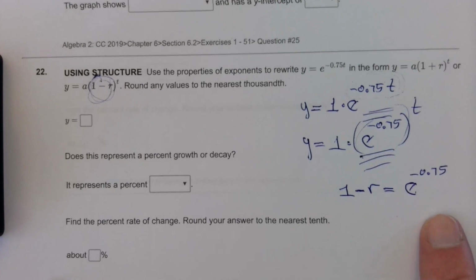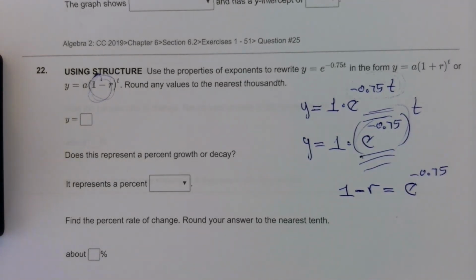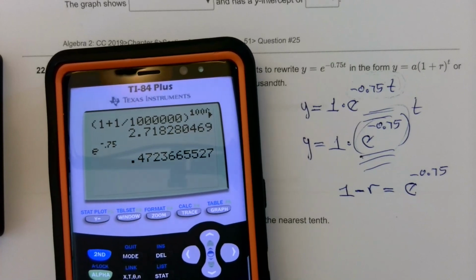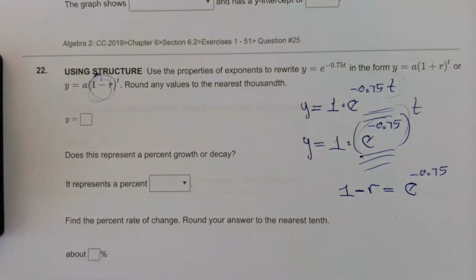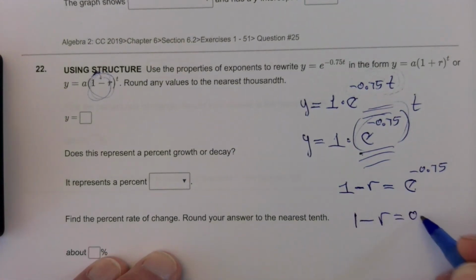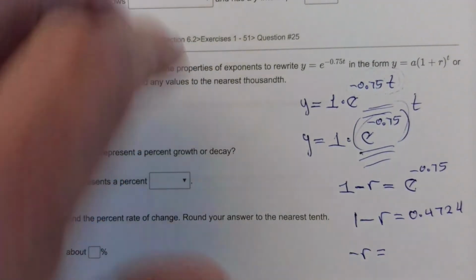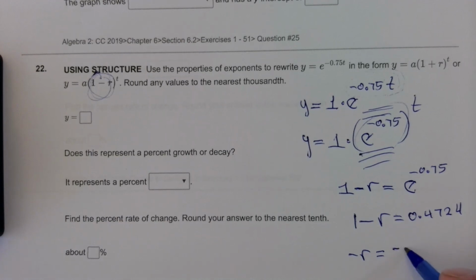Yeah, this is not something I think I can do in my head, so I'm going to do that on my phone, and I write it down to the nearest 3 decimals or so. So it's coming up 0.4724. Okay, then you would subtract 1 from both sides, and you get negative r is equal to negative 0.5276. And so r must be 0.5276, like that.